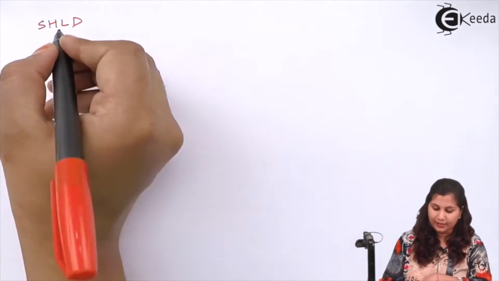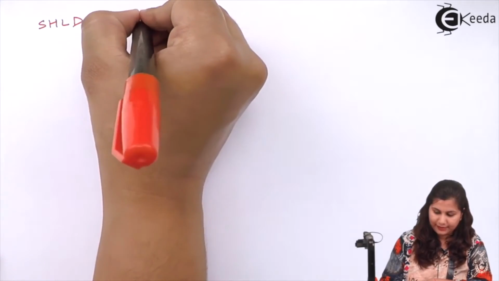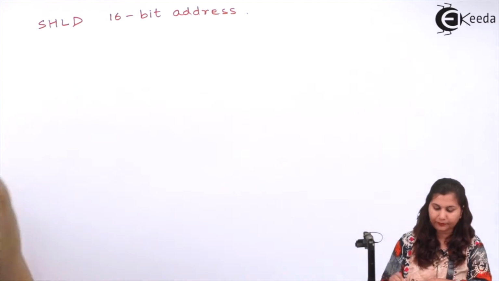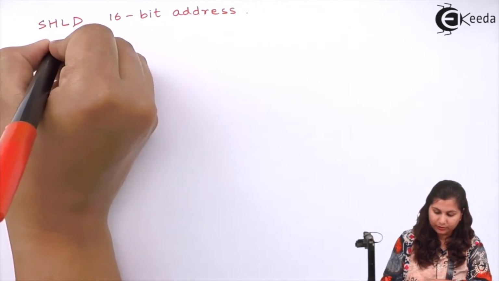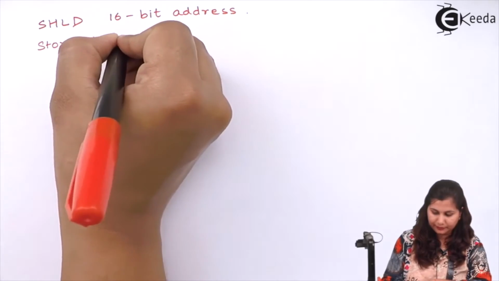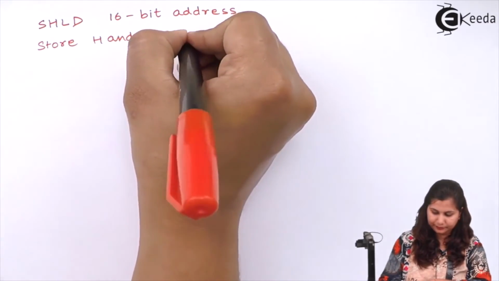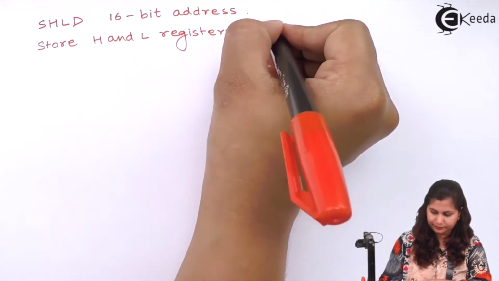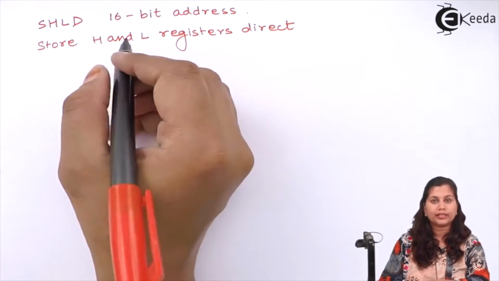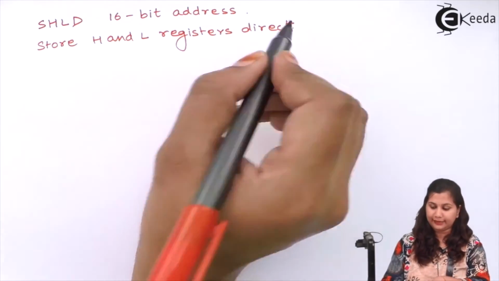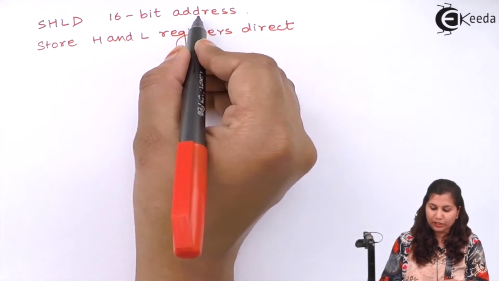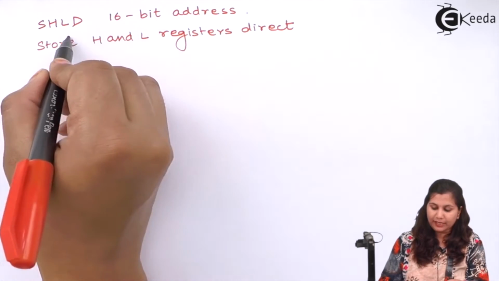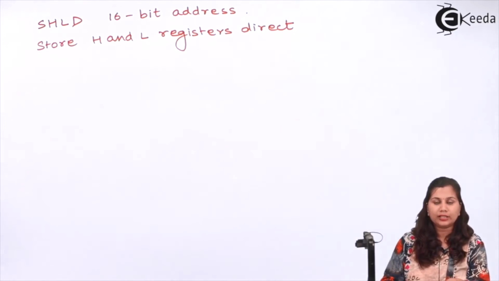Now next instruction is SHLD, and then we have a 16-bit address. It means store the H and L registers directly. The address of the memory location is given to you, the 16-bit address. So this 16-bit address you have to store in the HL pair register.